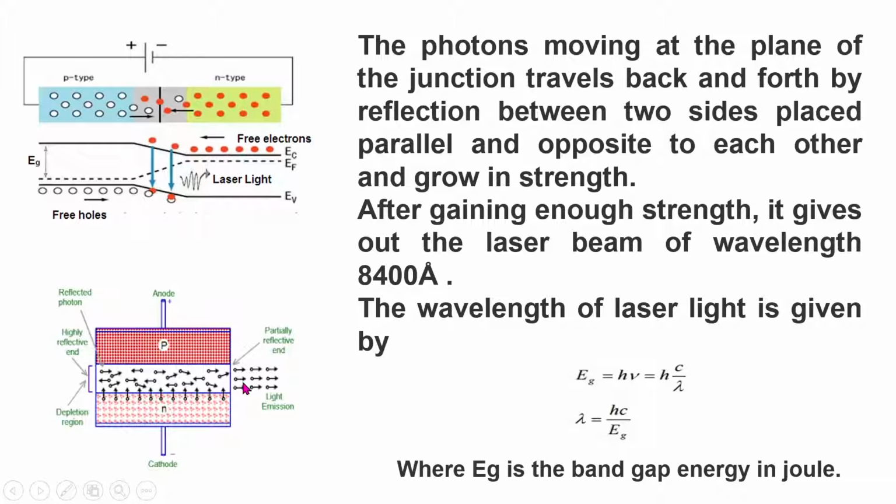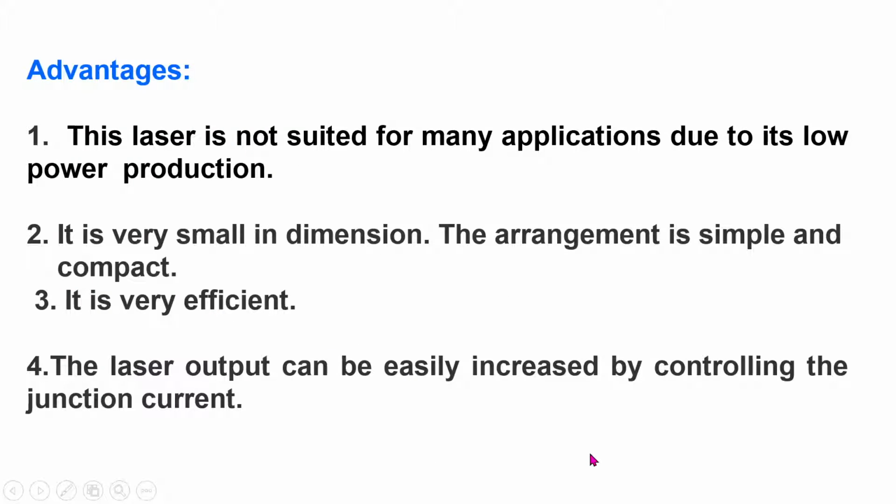So friends, now in this way the laser diode works and it emits the beam of radiation having the wavelength 8400 angstrom unit. So friends, if you first know about how semiconductor diodes work in a forward bias condition, then you can easily understand the working of a semiconductor laser diode. Now we are going to see the different advantages of the semiconductor diode laser.